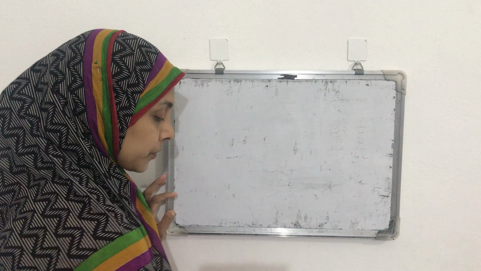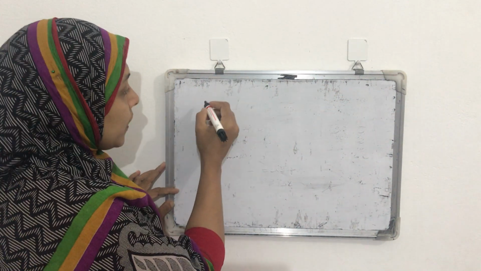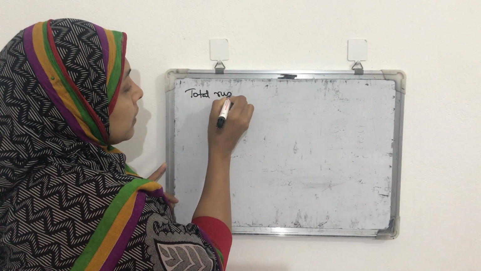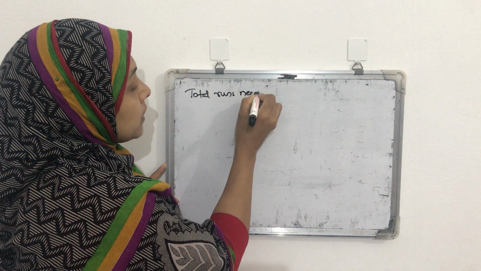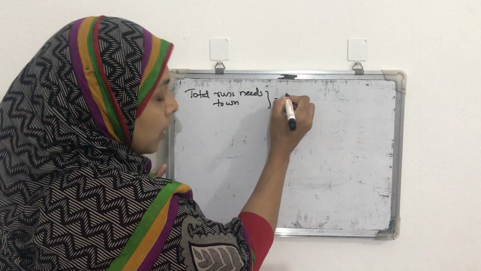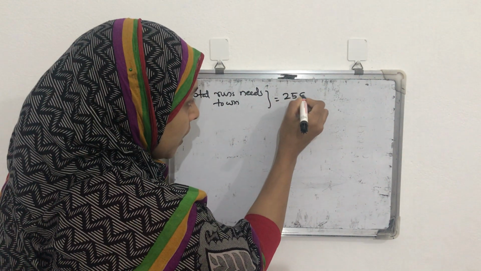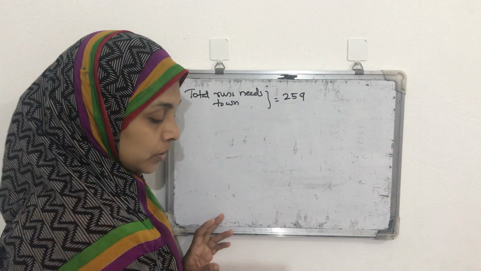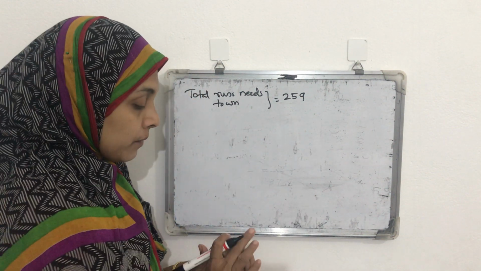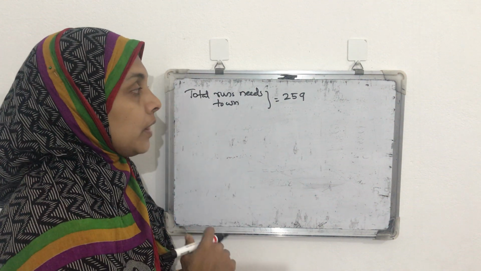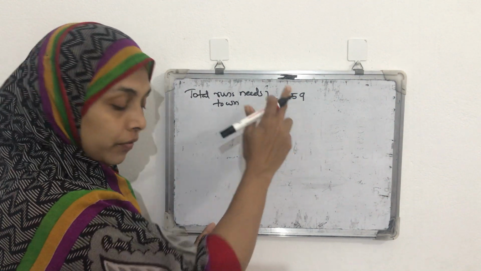Okay. So, what we can write as the first step? Total runs needed to win the match. Okay, that is given how many? That is given in the question, 259. I write only some part, the part that I give clearly in the notebook. So the first step is total runs needed to win the match, that is given 259.